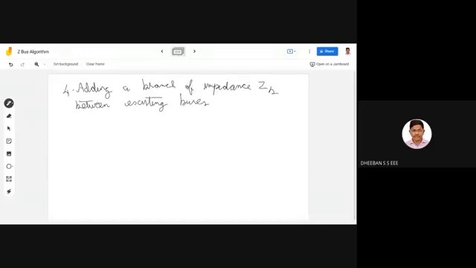I'll be telling when dealing with the problems. When dealing with the problems, it is very, very simple. You have to consider only 4 steps. Within the 4 steps, you can easily solve the problem. Okay, so we'll be moving on with respect to the first one.